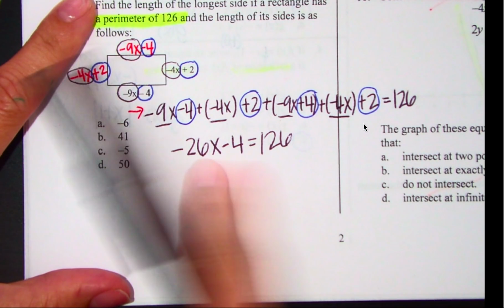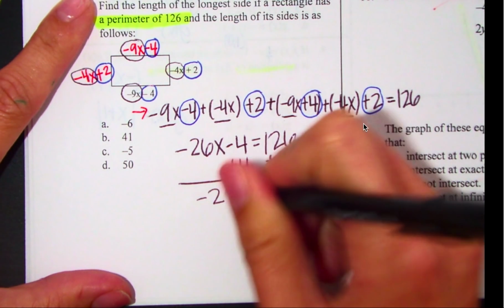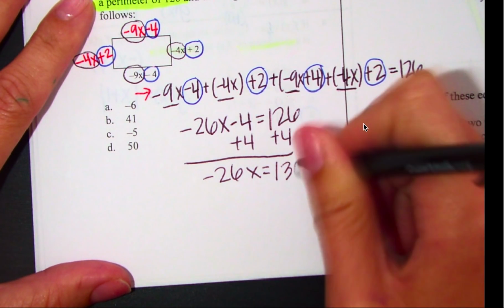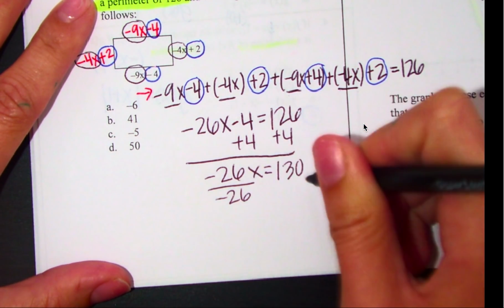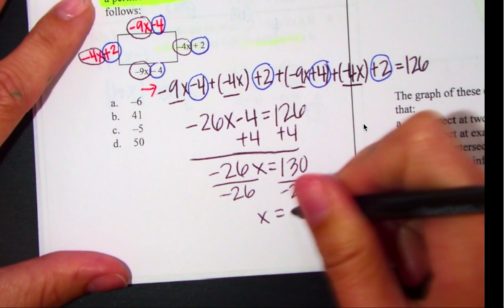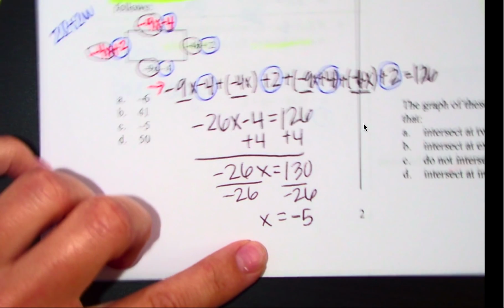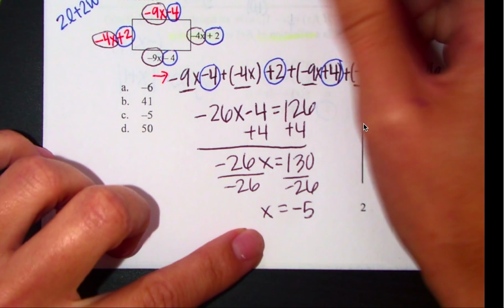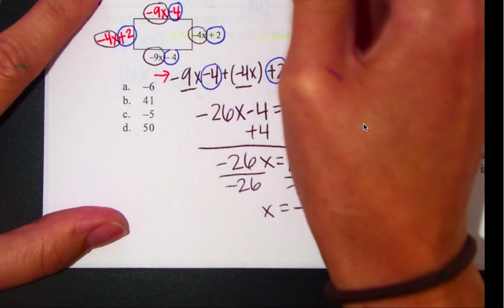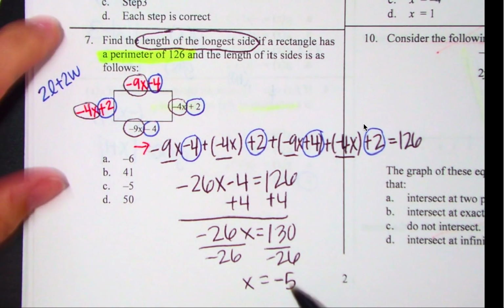So now I just have an equation to solve. I'm going to add 4. Get negative 26x is equal to 130. Then I divide both sides by negative 26. And 130 divided by negative 26 is negative 5. But we're not done. They're asking us to find the length of the longest side. So hopefully on your exam, you aren't going to choose C, because that's not what they're asking us for.